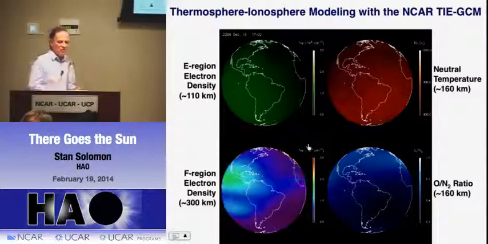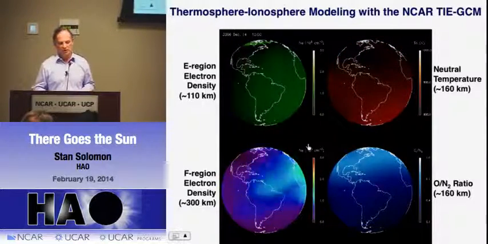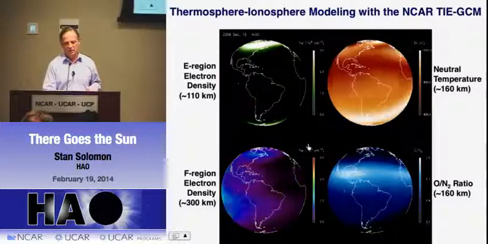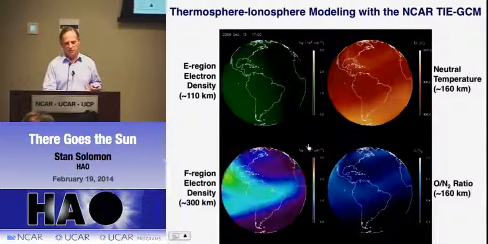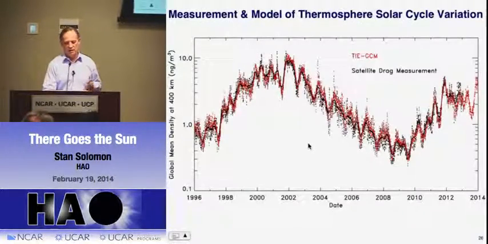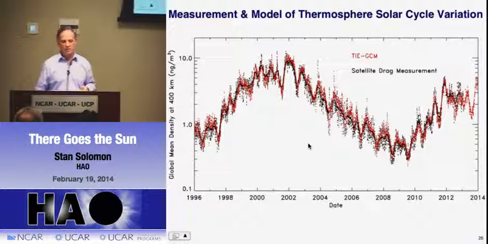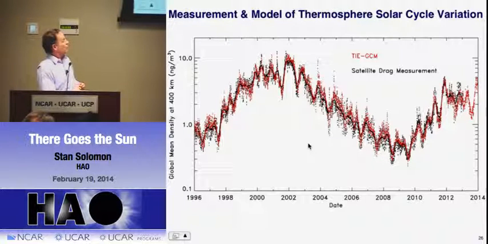So this is our modeler's view of the world. It's a very comprehensive view. It's not easy to quantify how well it's working. We do have, as I mentioned, a very good way of seeing how it's working in the aggregate through the measurements essentially made by this analysis of satellite drag on low Earth orbiting objects. So this is a comparison of the model in red and an estimate of the global mean density at 400 kilometers. It's a very important altitude because that's roughly where the space station flies.